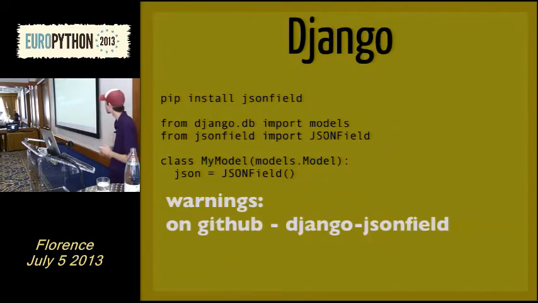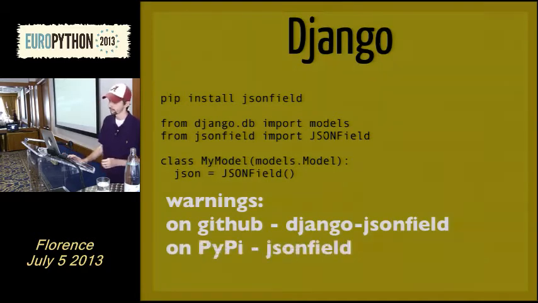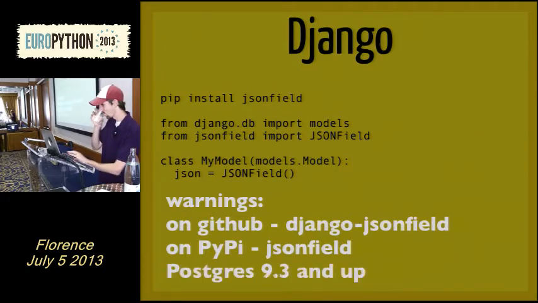So on GitHub, it's labeled Django JSON field. On the T shop, it's JSON field. There is a Django JSON field on the T shop, which is the wrong one. So that's a bit confusing. As well, it's really for Postgres 9.3 and up. At one point, they supported Postgres 9.2, but they reverted some of that since you couldn't search on data. So as soon as Postgres 9.3 is out, I expect this package will get a good bit of improvement and be much more useful.